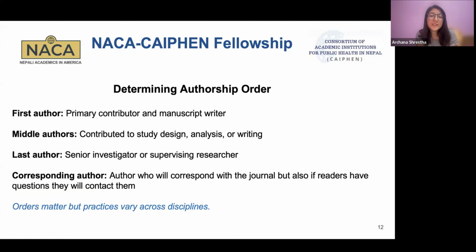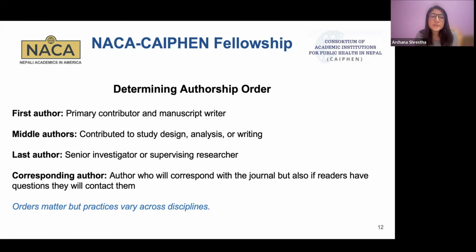Yeah, so another important thing is authorship order. The first author is the primary contributor or manuscript writer. The first author is the one who actually writes the manuscript, or at least takes the leadership in writing the manuscript and writes the majority of it, I would say.